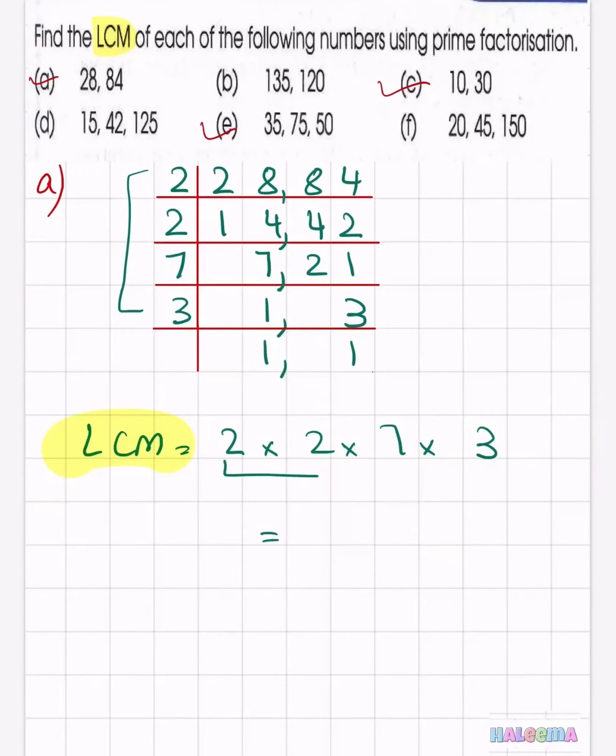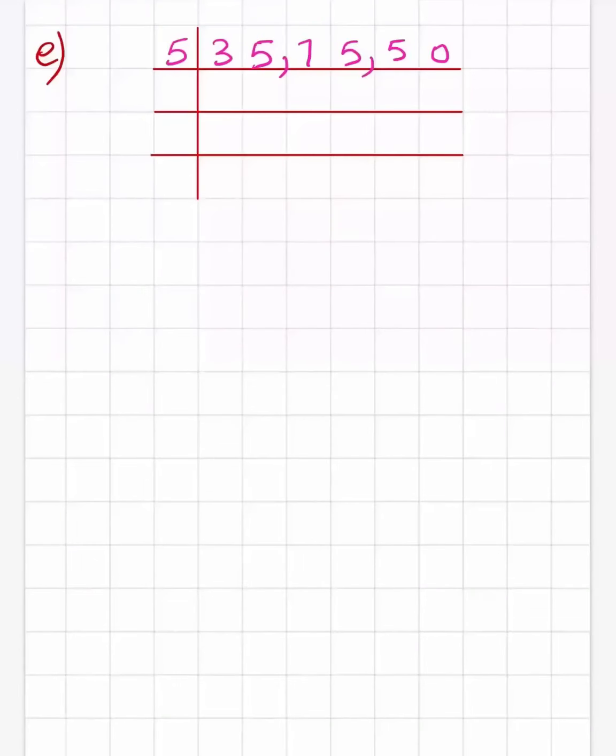2 times 2 is 4. 4 times 7 is 28. 28 times 3 is, so the answer is 84. So 5 7s are 35. 5 1s are 5. 2 is going to come here. 5 5s are 25. 5 10s are 50, right?